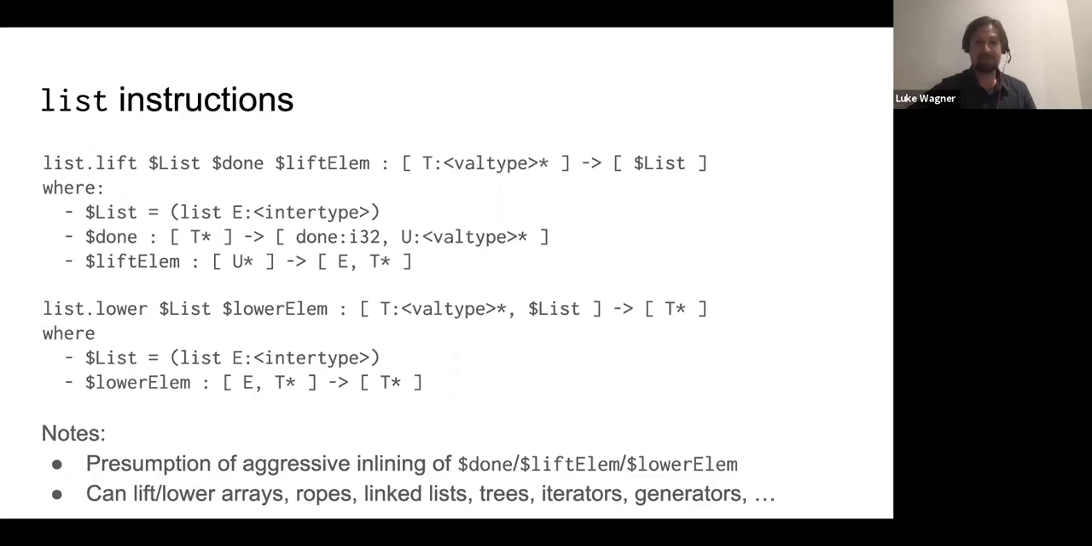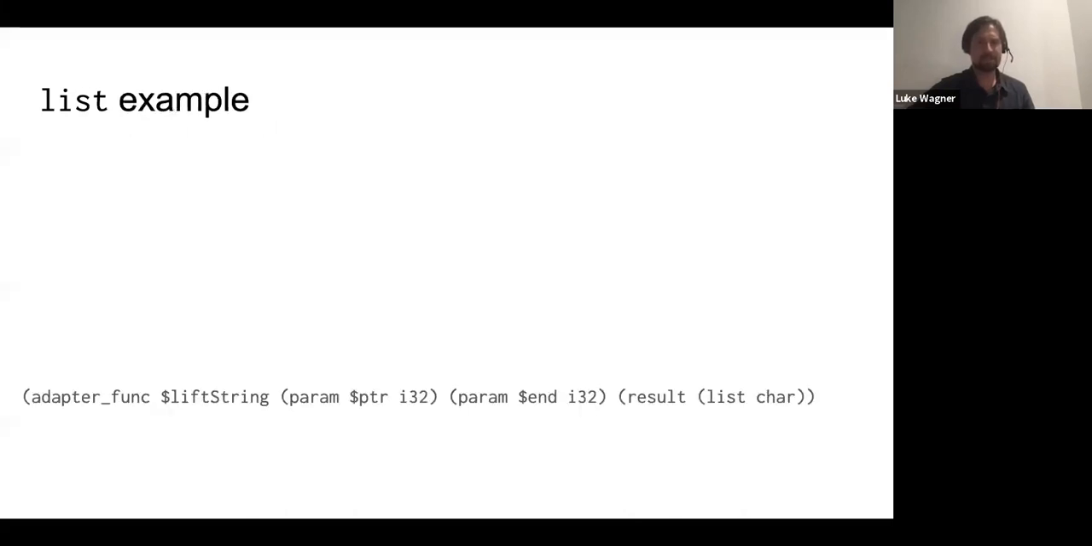And another point is because these are arbitrary code and arbitrary values, you can lift not just contiguous arrays, but ropes, linked lists, trees, iterators, even things like generators, where this lift element function is calling back into core WASM to actually execute user code. So you can do fairly arbitrary stuff with these instructions.